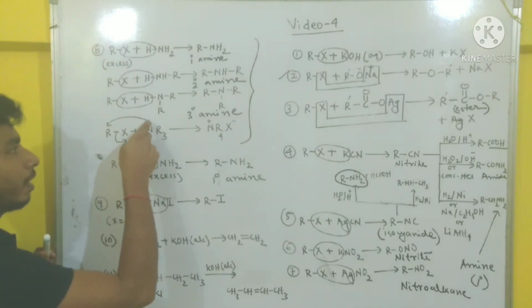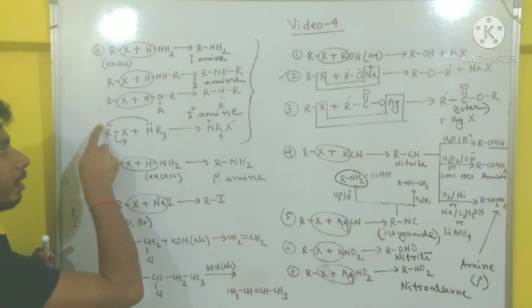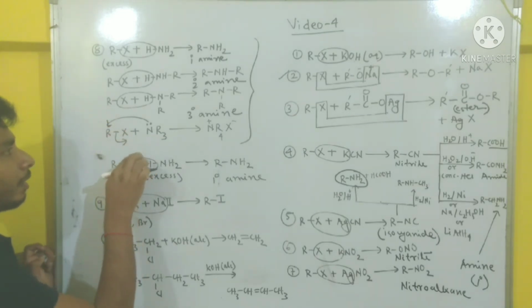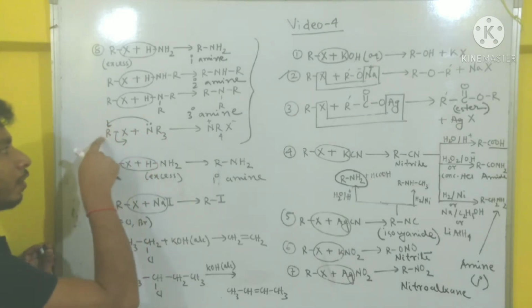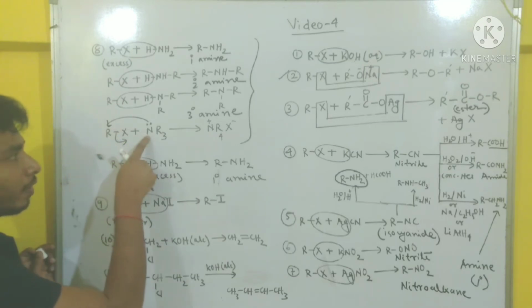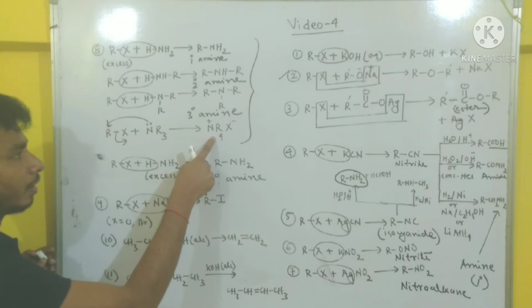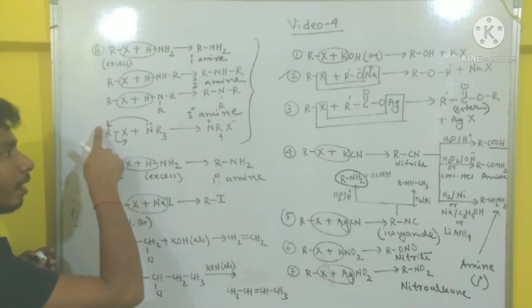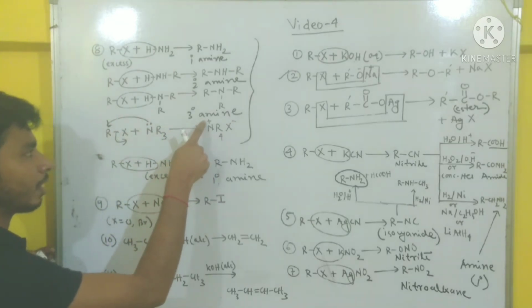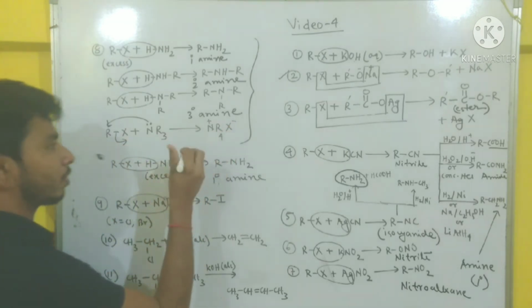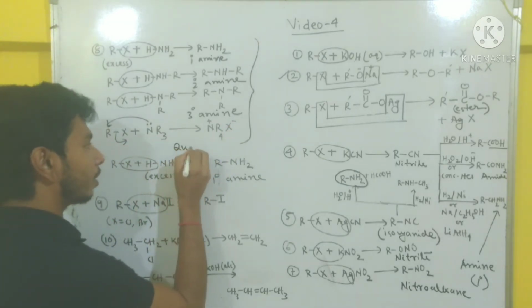Now what happens? The lone pair of the nitrogen is donated to the alkyl group and the X group leaves. So nitrogen forms a bond with the alkyl group. Nitrogen already has 3 alkyl groups, so now it has 4 alkyl groups. Nitrogen has donated the electron pair, so it becomes positively charged, and X leaves as a negative charge. So this is called quaternary ammonium salt.